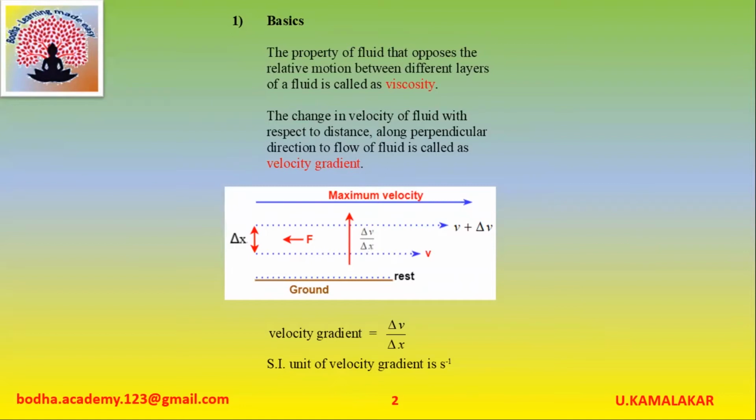The change in velocity of fluid with respect to distance along the perpendicular direction to flow of fluid is called velocity gradient. That is, velocity gradient is equal to delta v by delta x. SI unit of velocity gradient is per second.